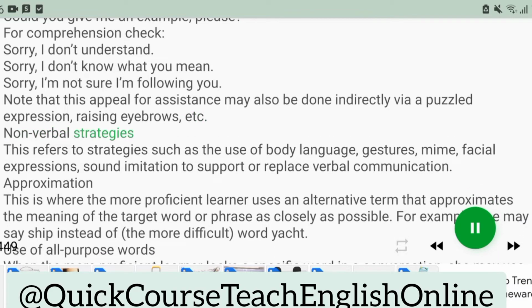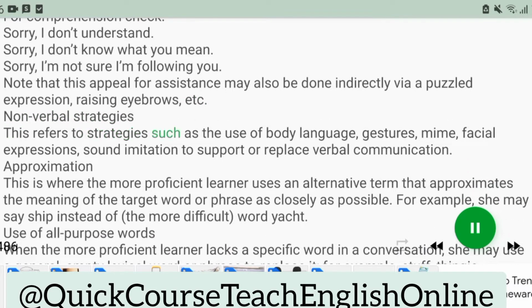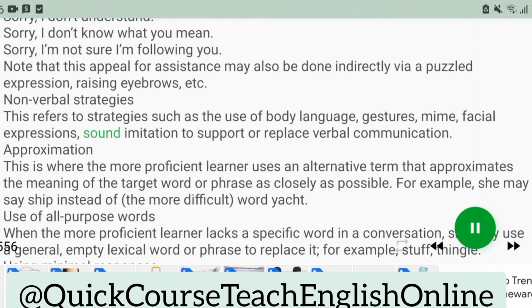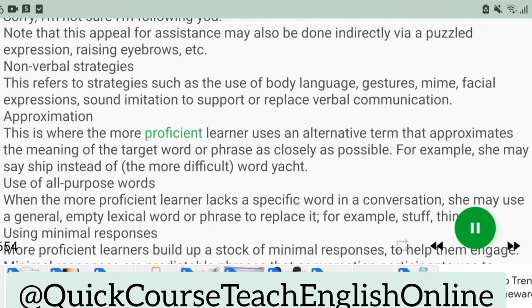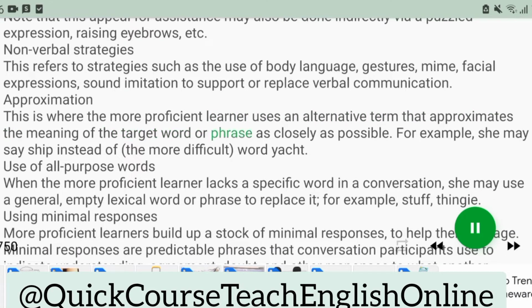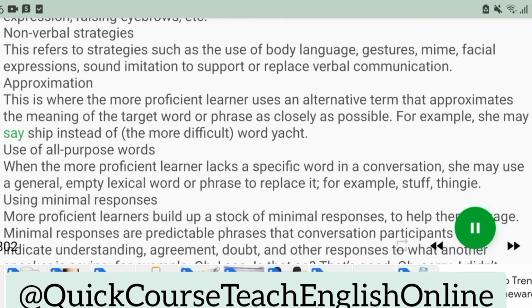Nonverbal strategies. This refers to strategies such as the use of body language, gestures, mime, facial expressions, sound imitation to support or replace verbal communication. Approximation. This is where the more proficient learner uses an alternative term that approximates the meaning of the target word or phrase as closely as possible. For example, she may say ship instead of the more difficult word yacht.